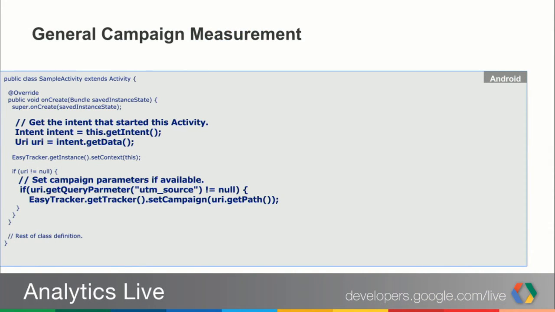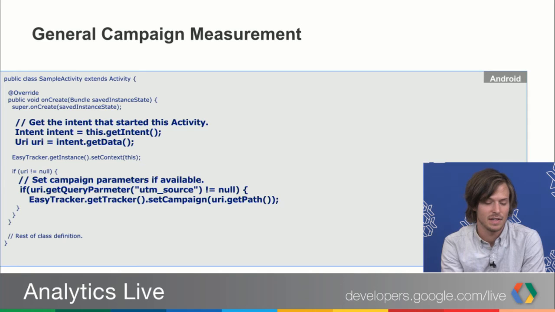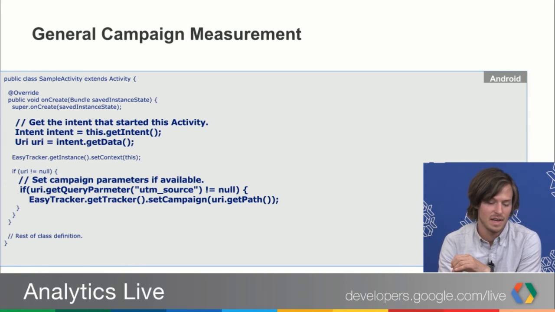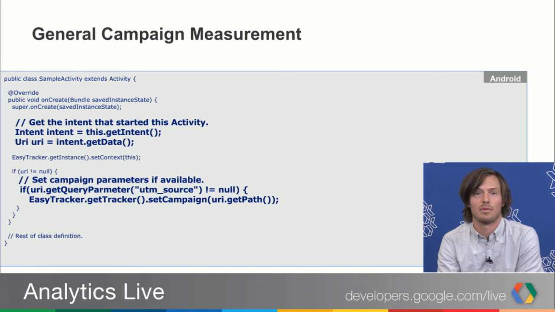So this example is just a really quick demonstration of how you could do this in a sample activity. So basically, you just get the intent that started the activity. You get the URI from the intent. And then you can just check to see, again, UTM source is the only required parameter. So you could just check to see if UTM source is present in that URI or not. And if it is present, you can assume that there's valid campaign information there. So you can just get your tracker. Here I use EasyTracker, the getTracker method of EasyTracker, but if you have a reference to your tracker any other way, you can do that. And then set campaign, and then you just pass it that string of campaign parameters.